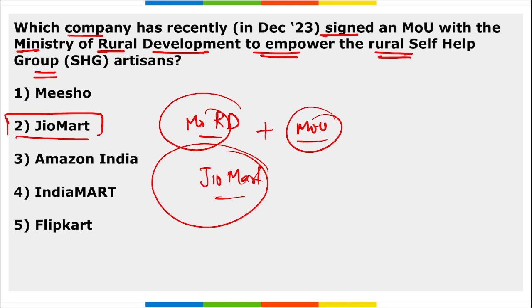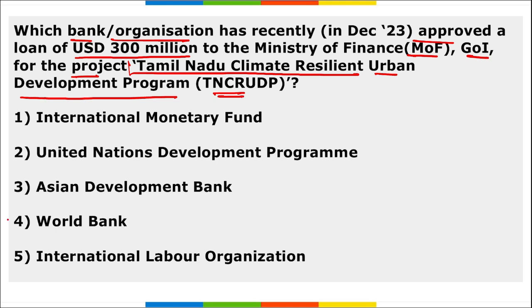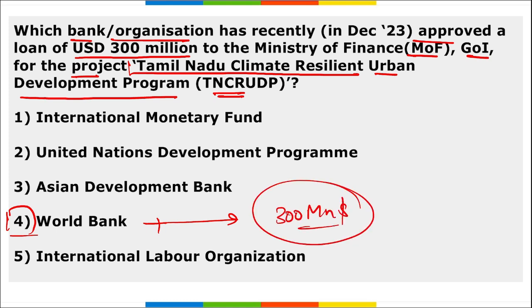Next, which bank organization has recently approved a loan of $300 million to the Ministry of Finance, Government of India, for the project Tamil Nadu Climate Resilient Urban Development Program? For this program, which is that bank? It is World Bank. They have provided this $300 million loan for Tamil Nadu's Climate Resilient Urban Development Program.